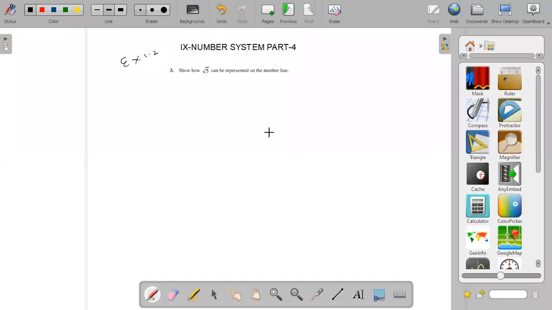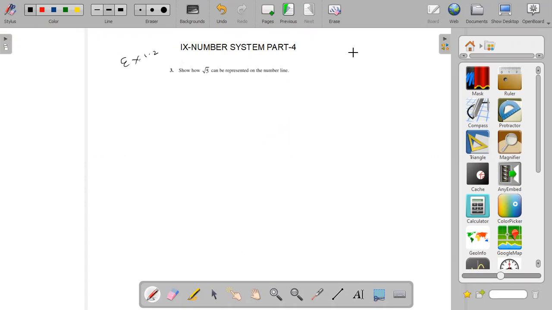Okay, so number system part 4. We have to do the last question, that is question number 3, exercise 1.2, last question. So how can under root 2 pi be represented on the number line? Okay.